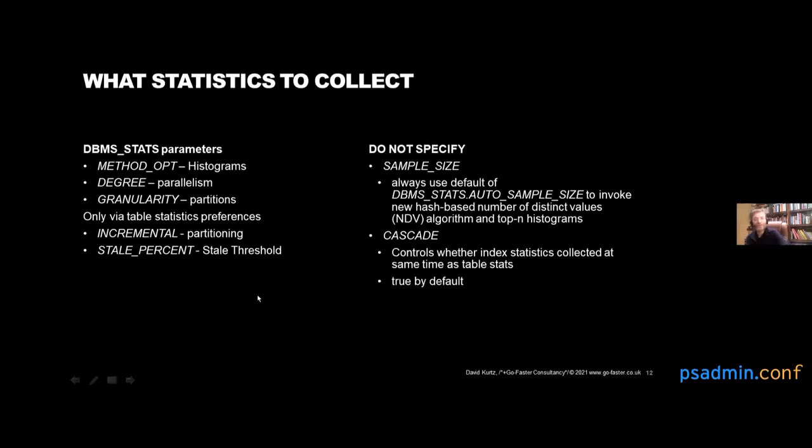Things you must not specify anymore. You should never specify sample size. Since Oracle 11, to be honest, you should only use auto sample size, which is the default, because if you don't use it, you won't get the new hash-based number of distinct values calculation. And from Oracle 12, you won't get the top N and hybrid histograms. You'll only get the old-fashioned height balance histograms, which are not as effective and take longer to calculate.